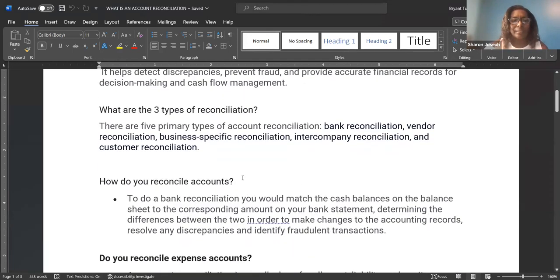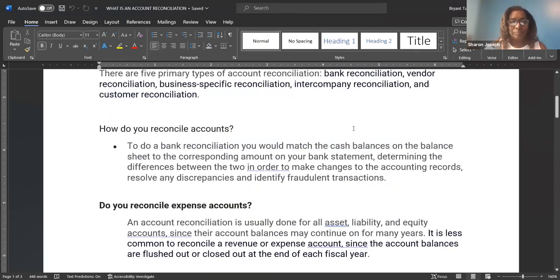So how exactly do you reconcile an account? For instance, say you're going to do a bank reconciliation. What you do is match the cash balances on the balance sheet to your corresponding bank statement to determine if there are any differences and make any adjustments that are necessary, either with your accounting records or even with the bank, because the bank may not have something that you have recorded.